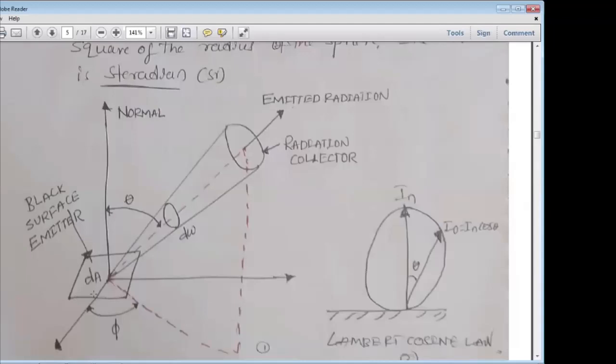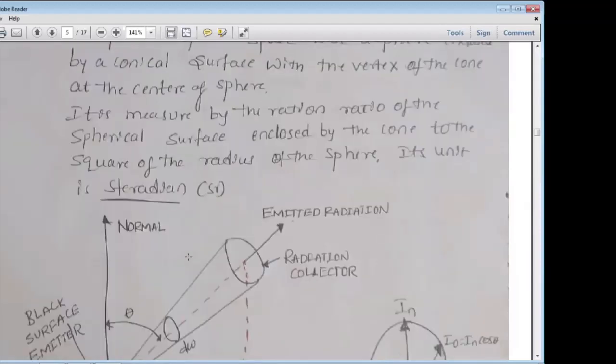This is the surface, normal to the mean direction. The surface dA radiates the energy, and this is collecting it. It is normal to this. dW is called the solid angle. Here you can understand very easily what a solid angle is.